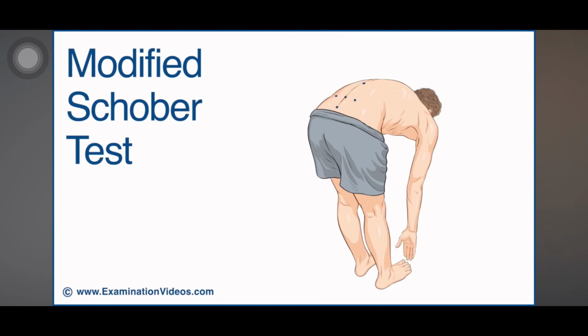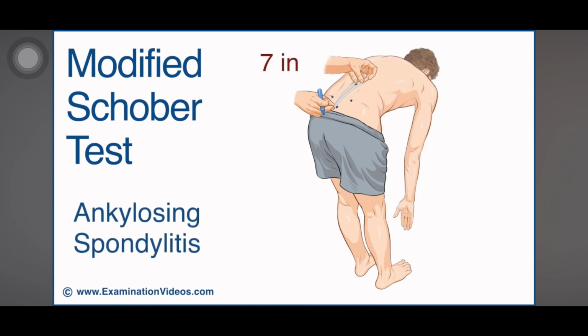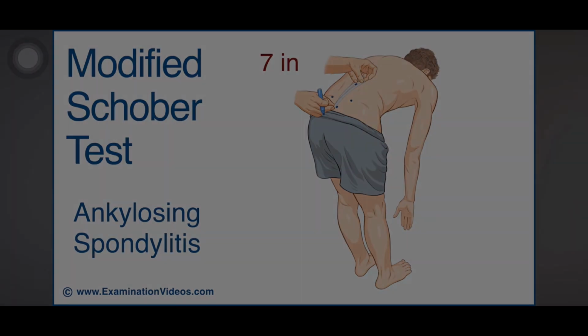Now ask the patient to attempt to touch their toes while keeping their knees extended. Again, measure the distance between the upper and lower points. Normally, with lumbar flexion, the distance should have increased by 2 inches or more. If it measures less, it indicates a loss of lumbar flexion.